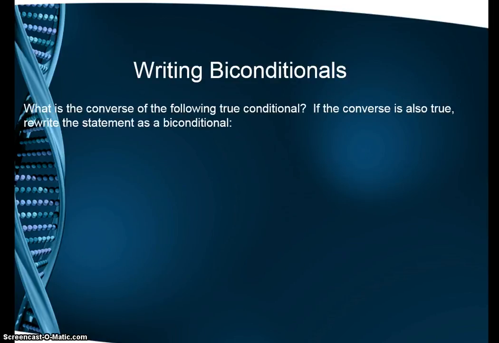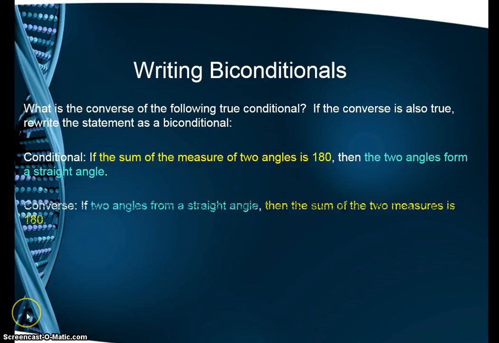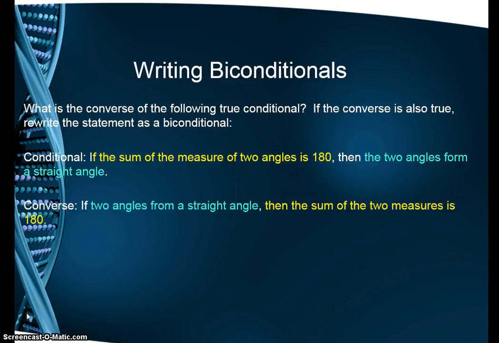So we want to do another one here. What is the converse? If it's true, write the biconditional. So here's my statement here. Let me go ahead and change those colors. Hold on. There we go. That's much better. So if the sum of the measures of two angles is 180, then two angles form a straight angle. The converse, if two angles form a straight angle, then the sum of the two measures is 180.